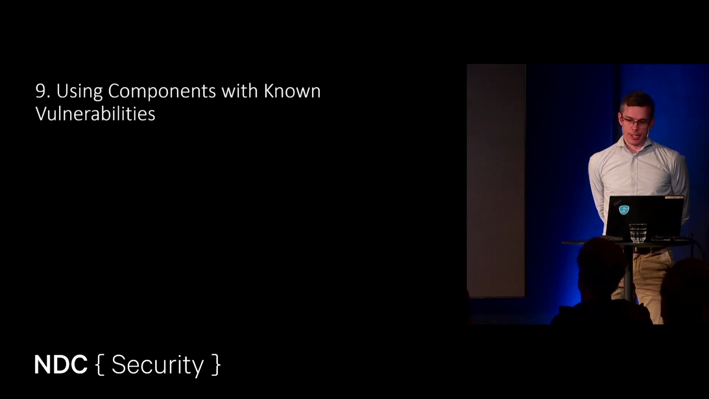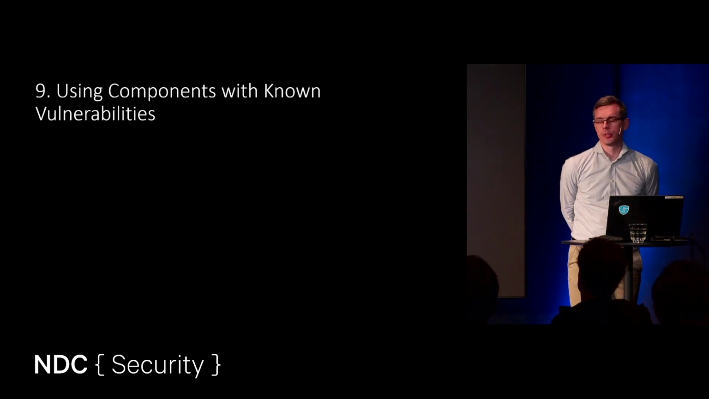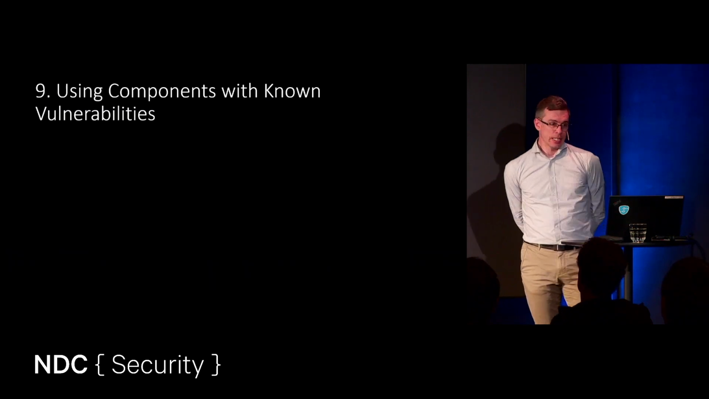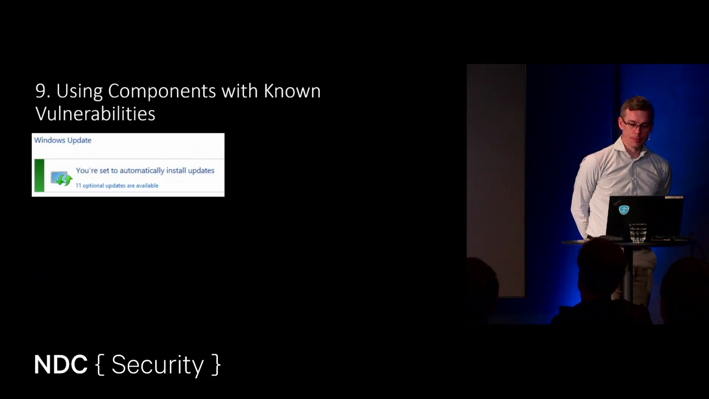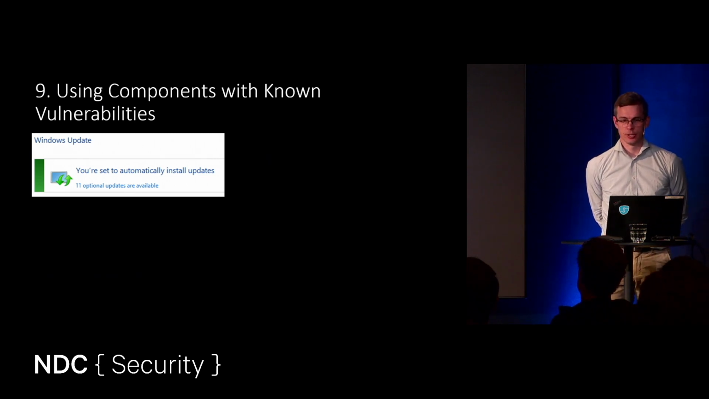And number 9, on this version of OWASP 10, using components with known vulnerabilities. Who would do that? Well, of course we keep track of our components, do we? It was easier way back. Windows Update saved us with the .NET Framework.